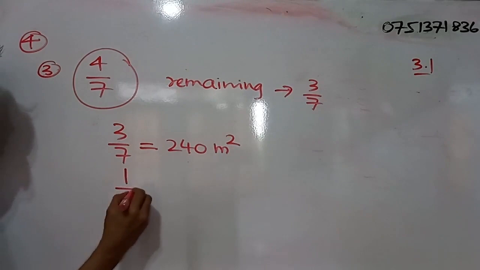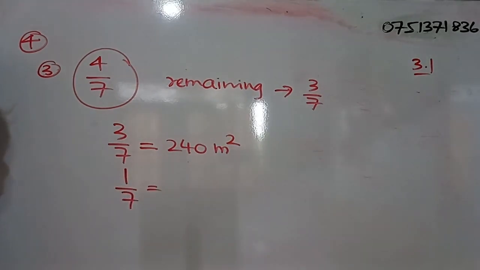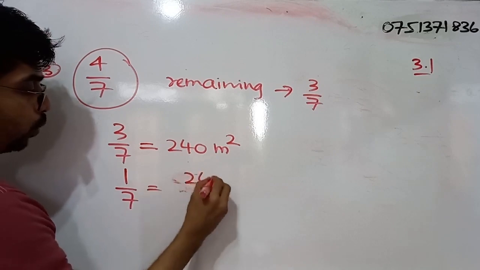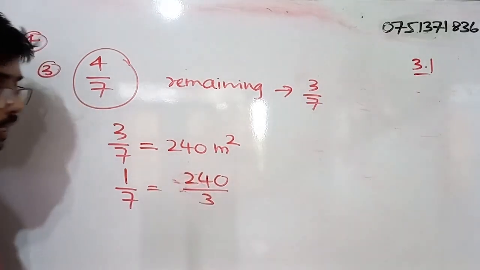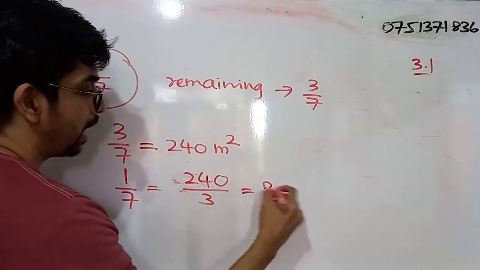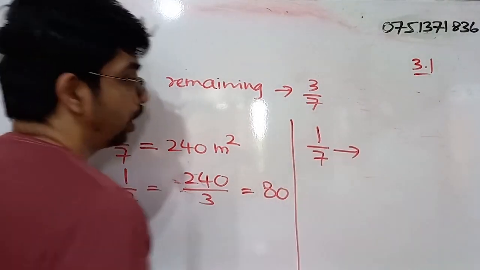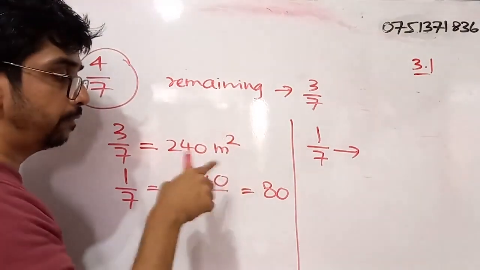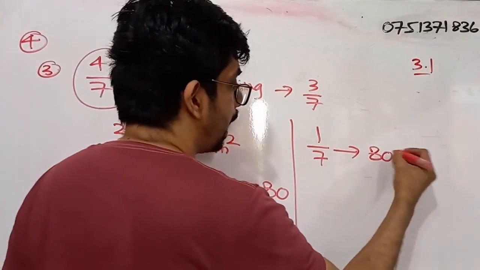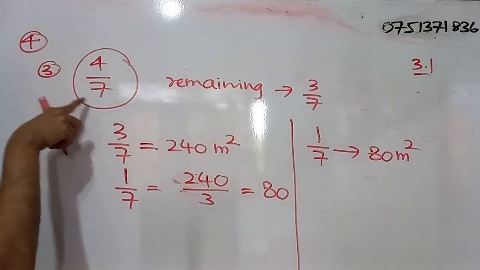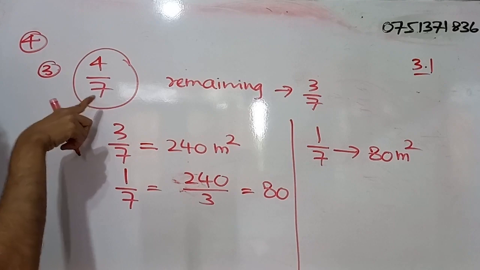So what is 1/7 equal to? How do we find it? We have to divide 240 by 3. So we get what? 80. So that means 1/7 of the land is equal to 80 square meters. So what is the amount of land Pradeep owns as a fraction?